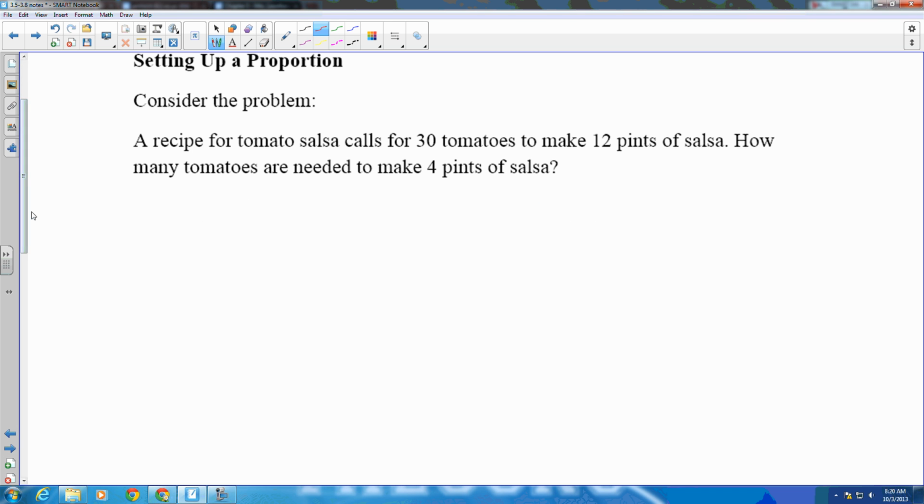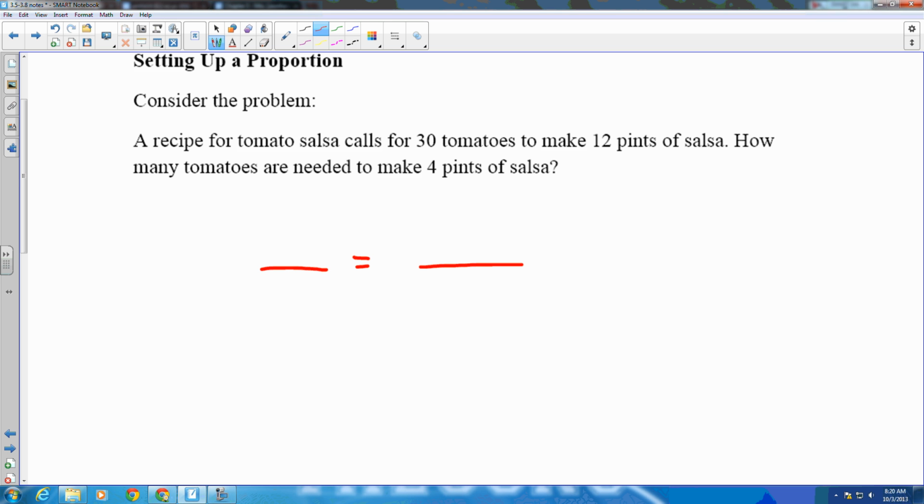Okay, next we're going to set up our proportion using a recipe for tomato salsa. We have 30 tomatoes to make 12 pints of salsa, so how many tomatoes are needed to make 4 pints? Well, there's a couple different ways to set up these proportions. I'll show you a couple of them. This is my favorite way.